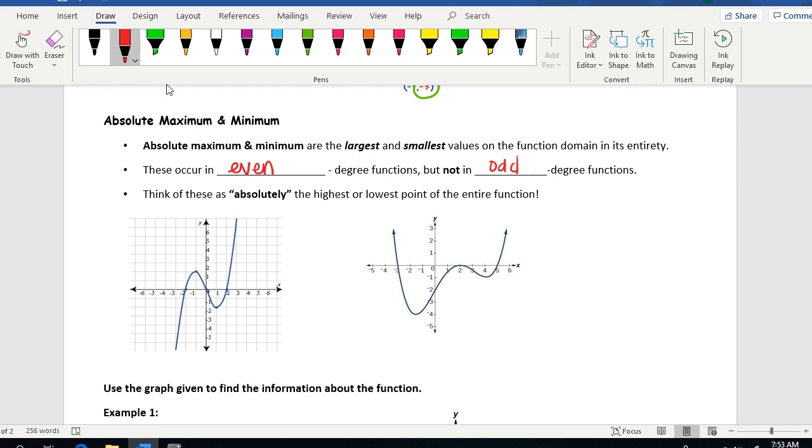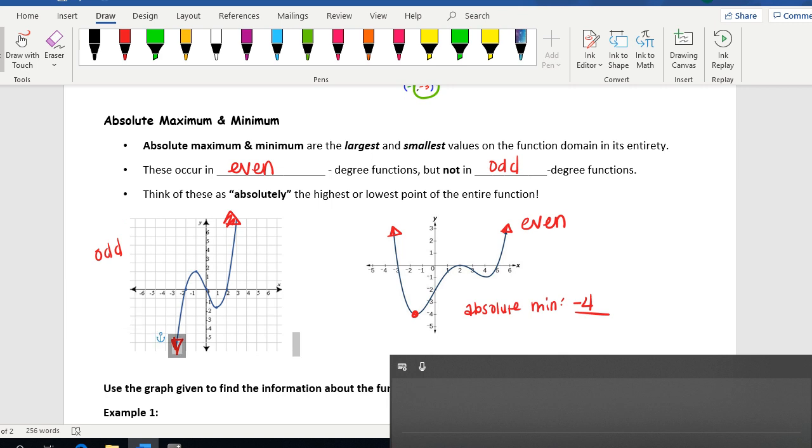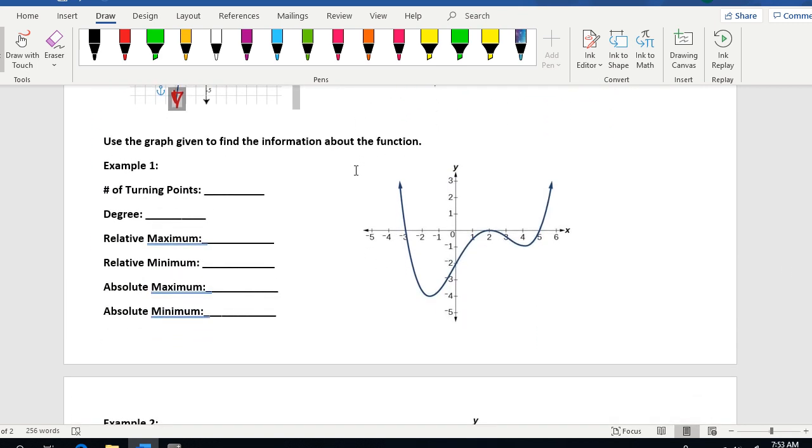So if I'm looking at my 2 examples here, let's start with this even one over here. Since both of the ends are going up, I'm going to actually have a lowest point. So my absolute minimum here is -4. But if I look at my odd degree function over here, this function is going forever down and forever up. So I will never know the highest point and I will never know the lowest point. So we are going to say none for absolute max or min when we get to an odd degree function.